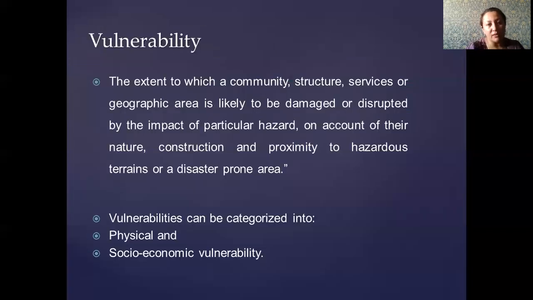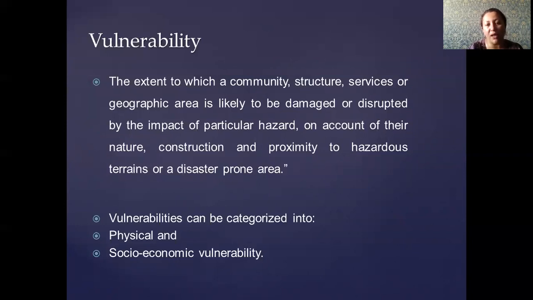What about vulnerability? Vulnerability means the degree to which a community, structure, service, or geographical area is likely to be damaged or disrupted by the impact of a particular hazard.